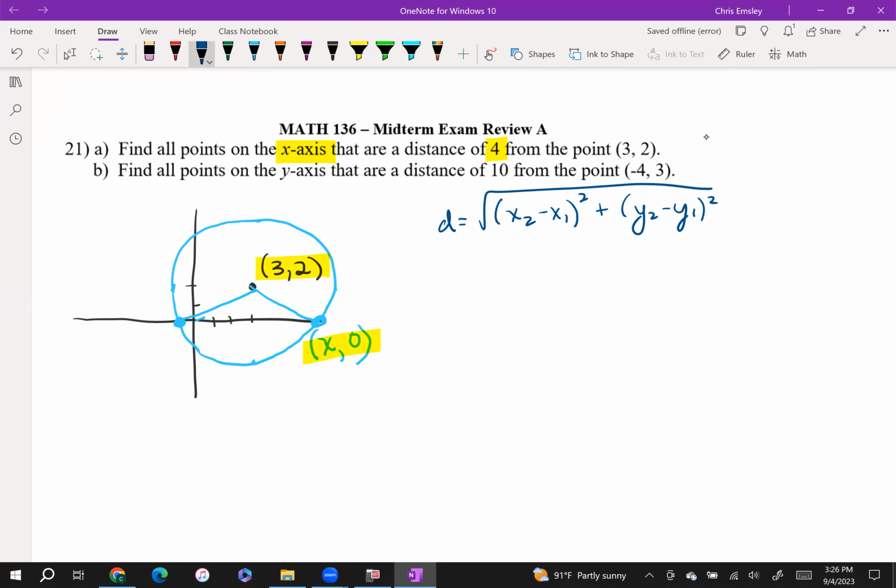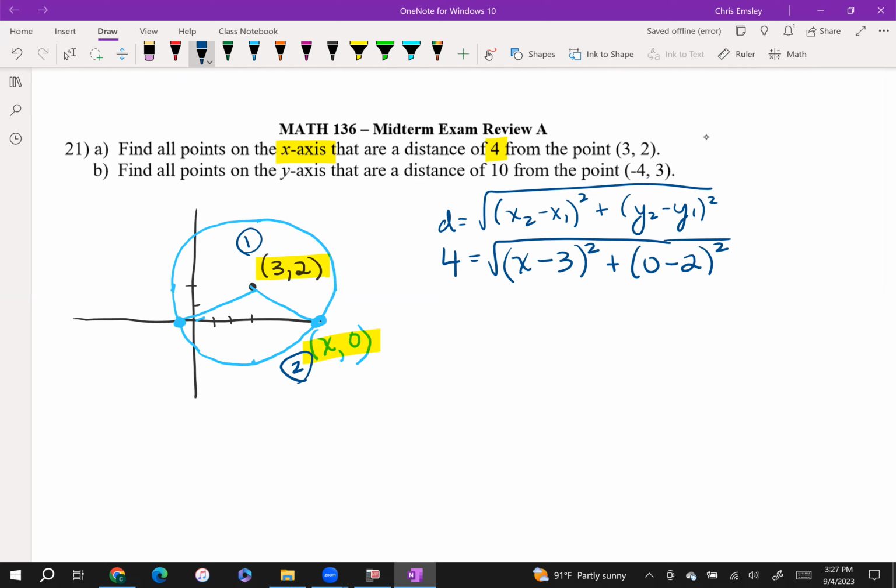Let's start filling in some numbers. The distance is 4, d is 4. x2 minus x1. So I'm going to call this my second point and this my first point. So x2 is x, minus x1 is 3, and we want to square that, plus y2, it would be 0, and y1 would be 2, and we want to square that.